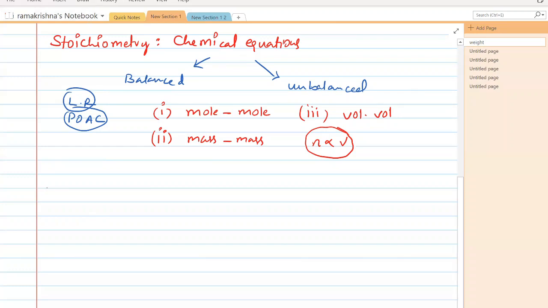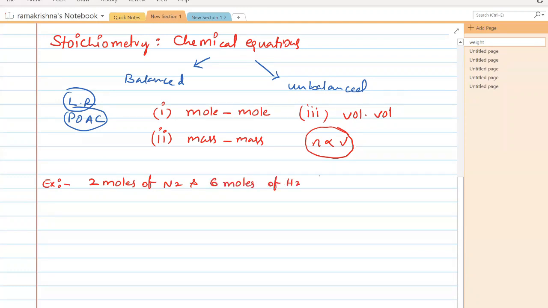Now let us see. Based on this, the question is like this: 2 moles of N2 and 6 moles of H2.